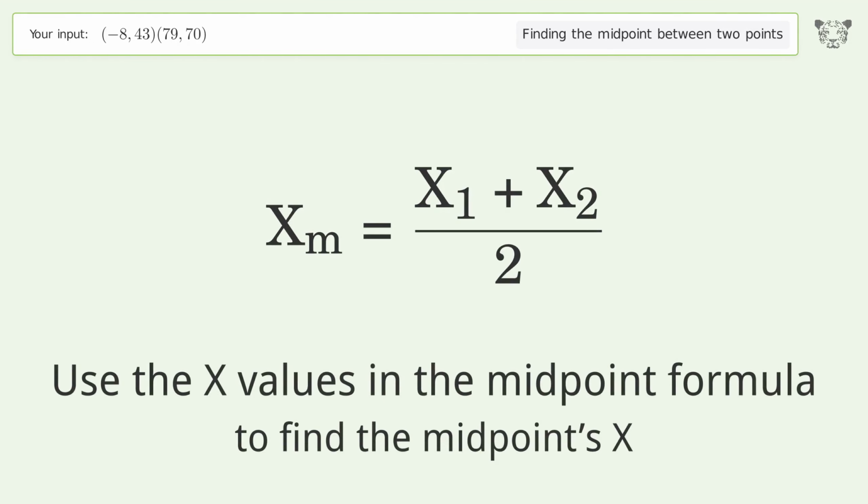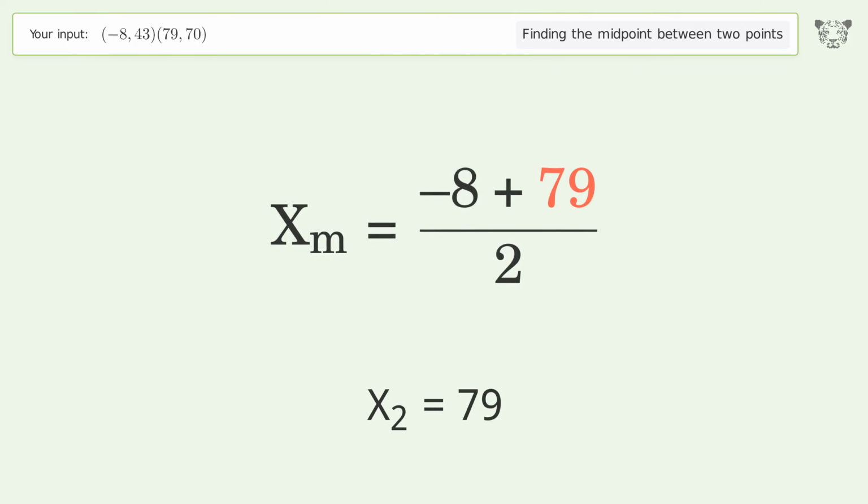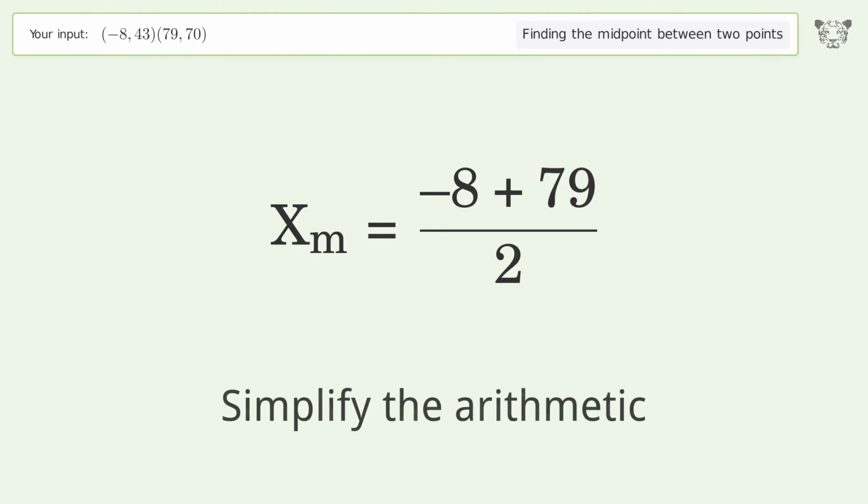Use the x values in the midpoint formula to find the midpoints x. x1 equals -8, x2 equals 79. Simplify the arithmetic.